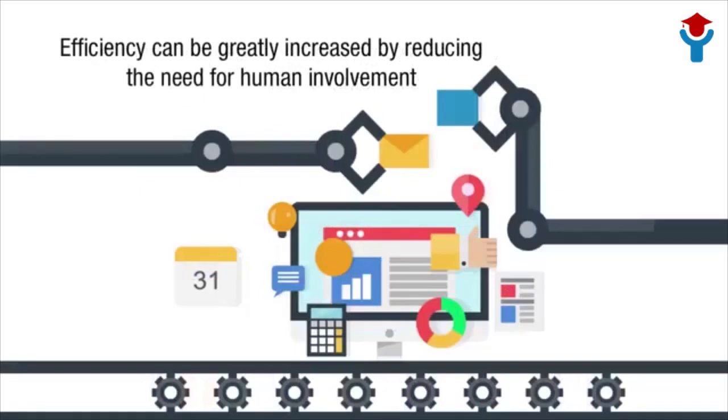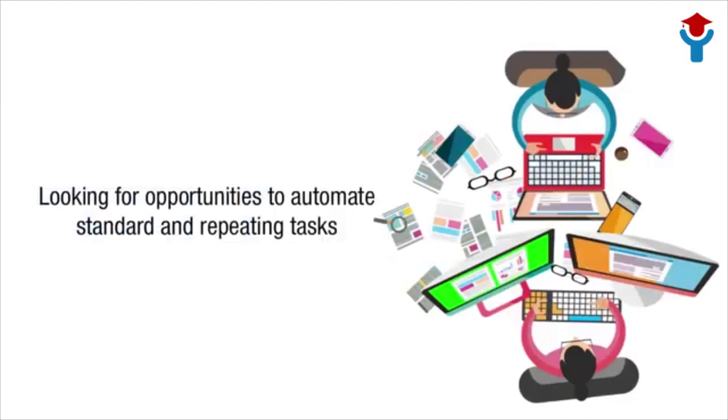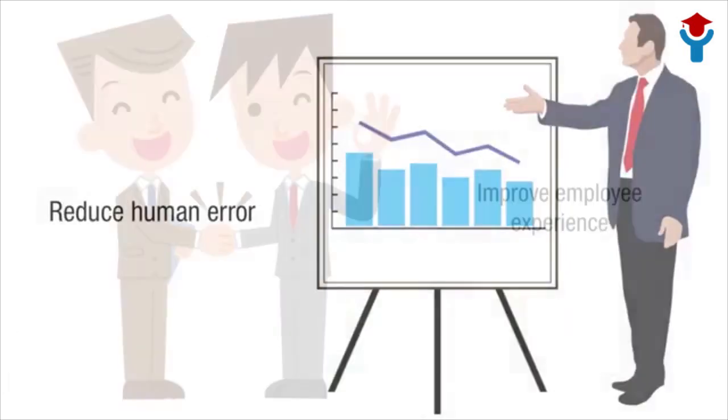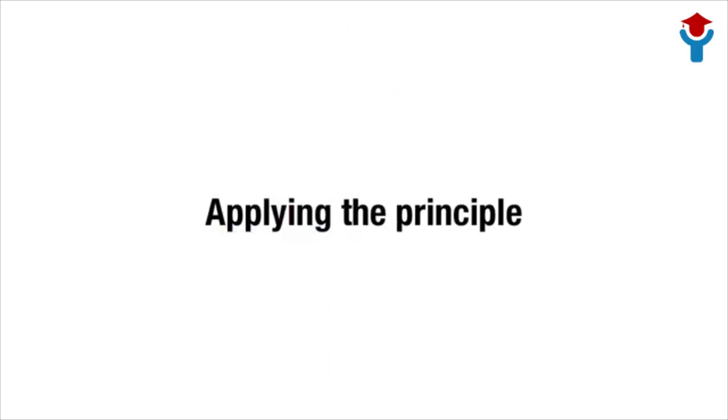Efficiency can be greatly increased by reducing the need for human involvement to stop and evaluate each part of a process. Looking for opportunities to automate standard and repeating tasks can help save the organization costs, reduce human error, and improve employee experience. Applying the principle.